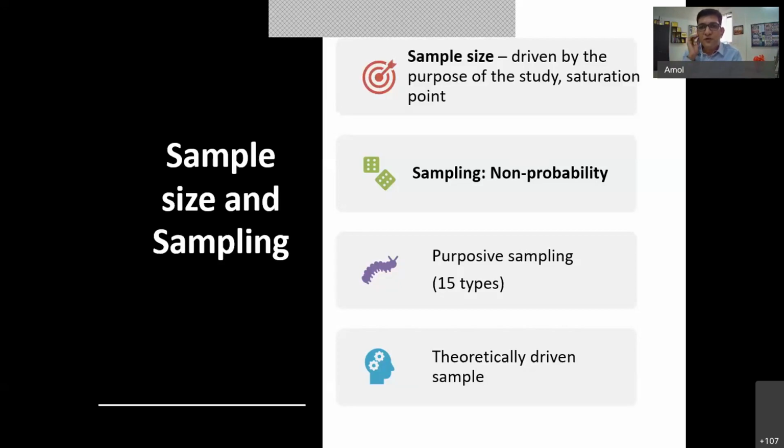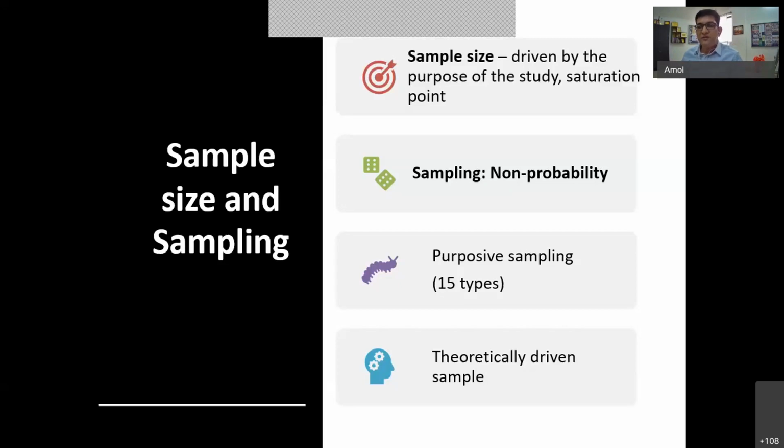And sampling is of two types. Mainly, we use non-probability sampling, and it is of two types. Purposive sampling, there are 15 types of purposive sampling, and you have to choose one of them which is appropriate to your research question. And then finally, if you're building a theory, you have to use a theory-driven sampling technique for that.